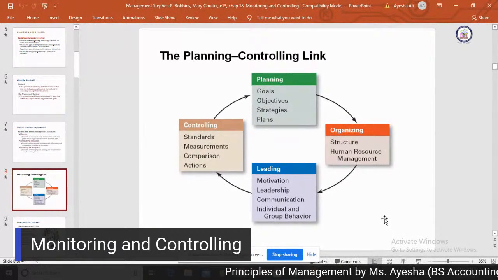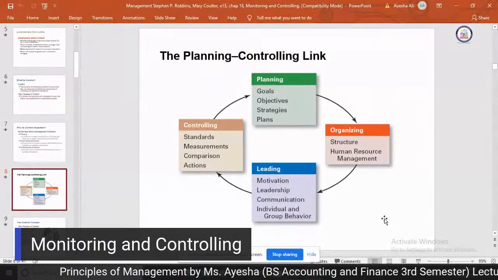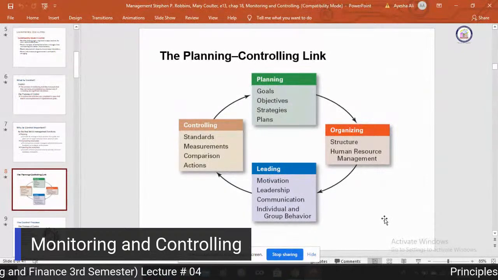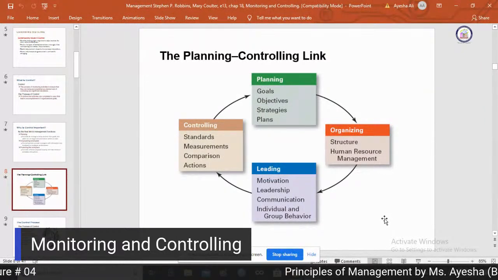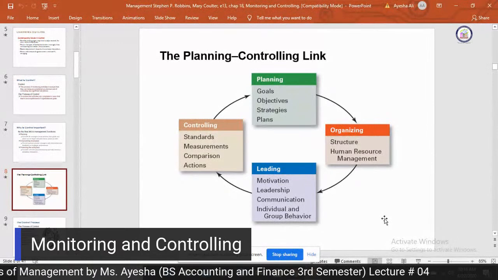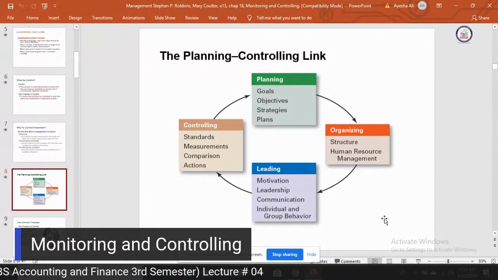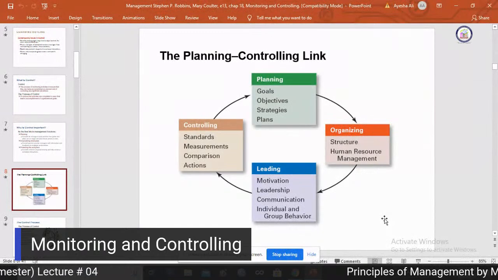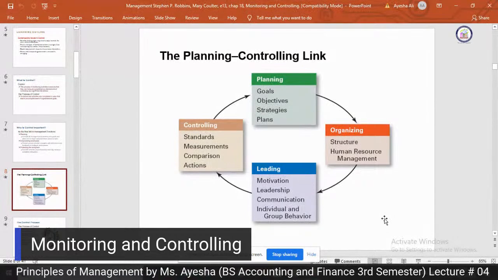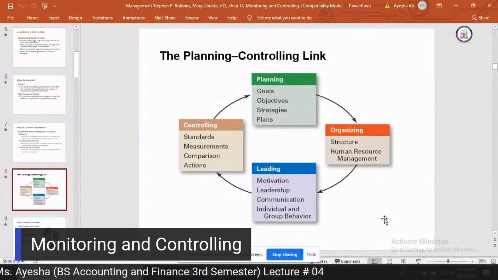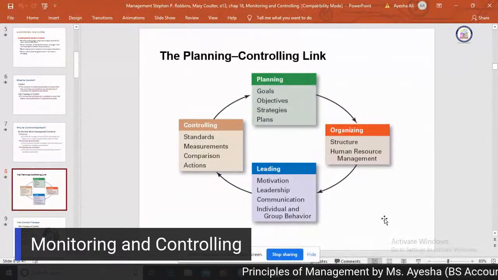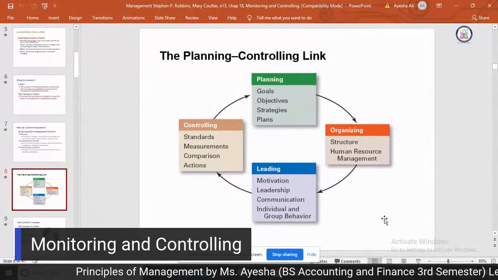Then after it we have leading, in which we have motivation, leadership, communication, and individual and group behavior. Basically, the leader is communicating and motivating the team and workers to achieve the target. Motivation is all about counseling, provoking and stimulating the team members and individuals towards achieving the goal. We can motivate them in many ways: we can give rewards, we can give recognition. It depends on whether the employee is motivated by intrinsic or extrinsic rewards.